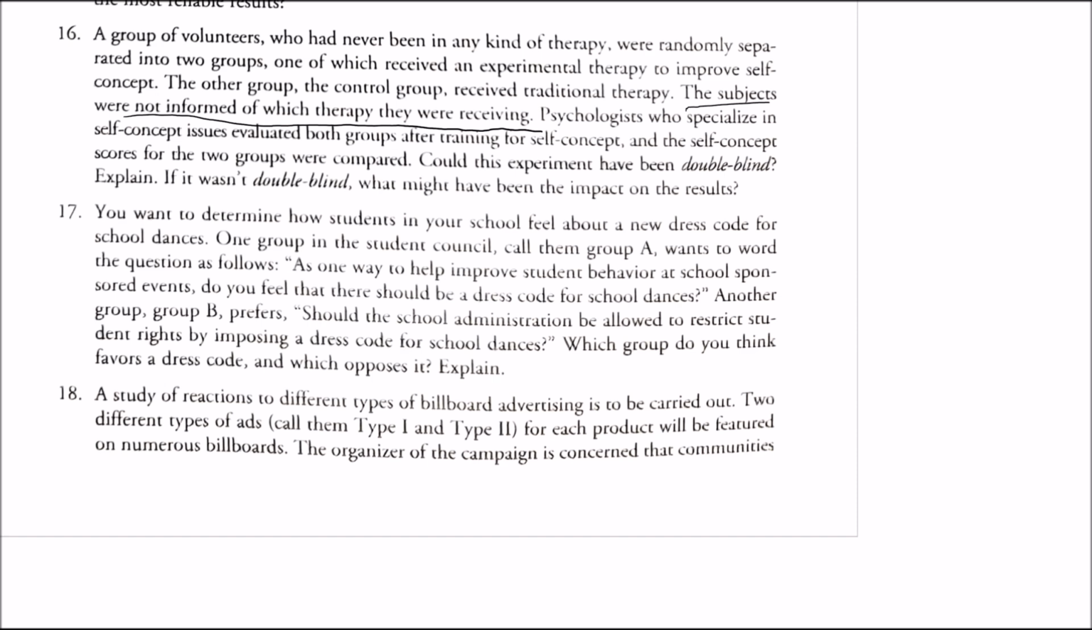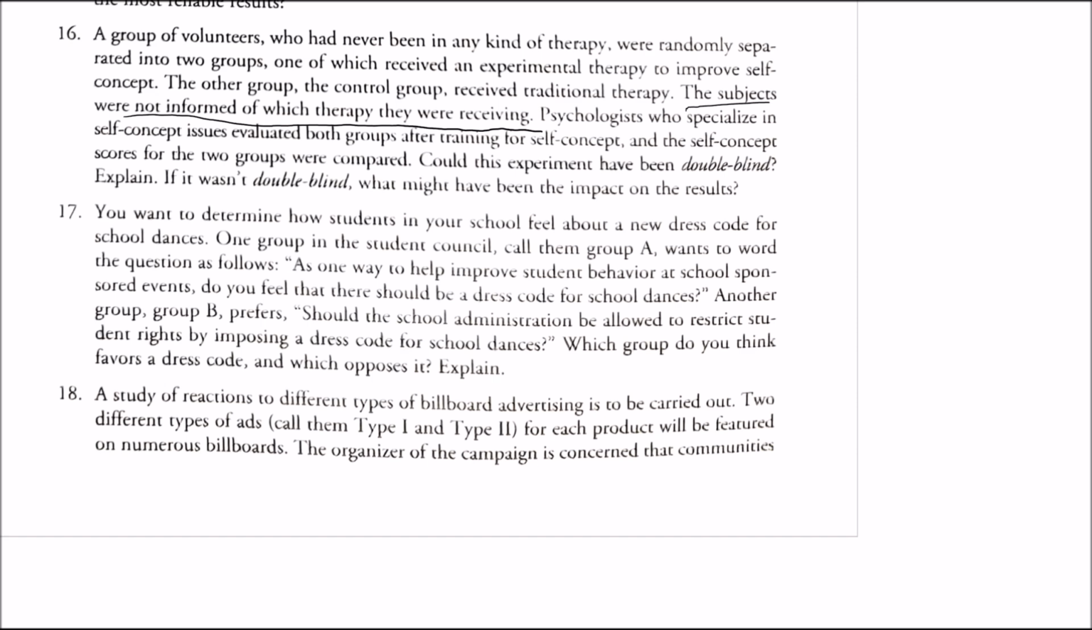A double-blind experiment is when the participants in the study don't know which therapy they were receiving, and the researchers or psychologists don't know which group the subjects were in, right? Which therapy they received. Okay, so it has to be blind for both of them. So it's not double blind.